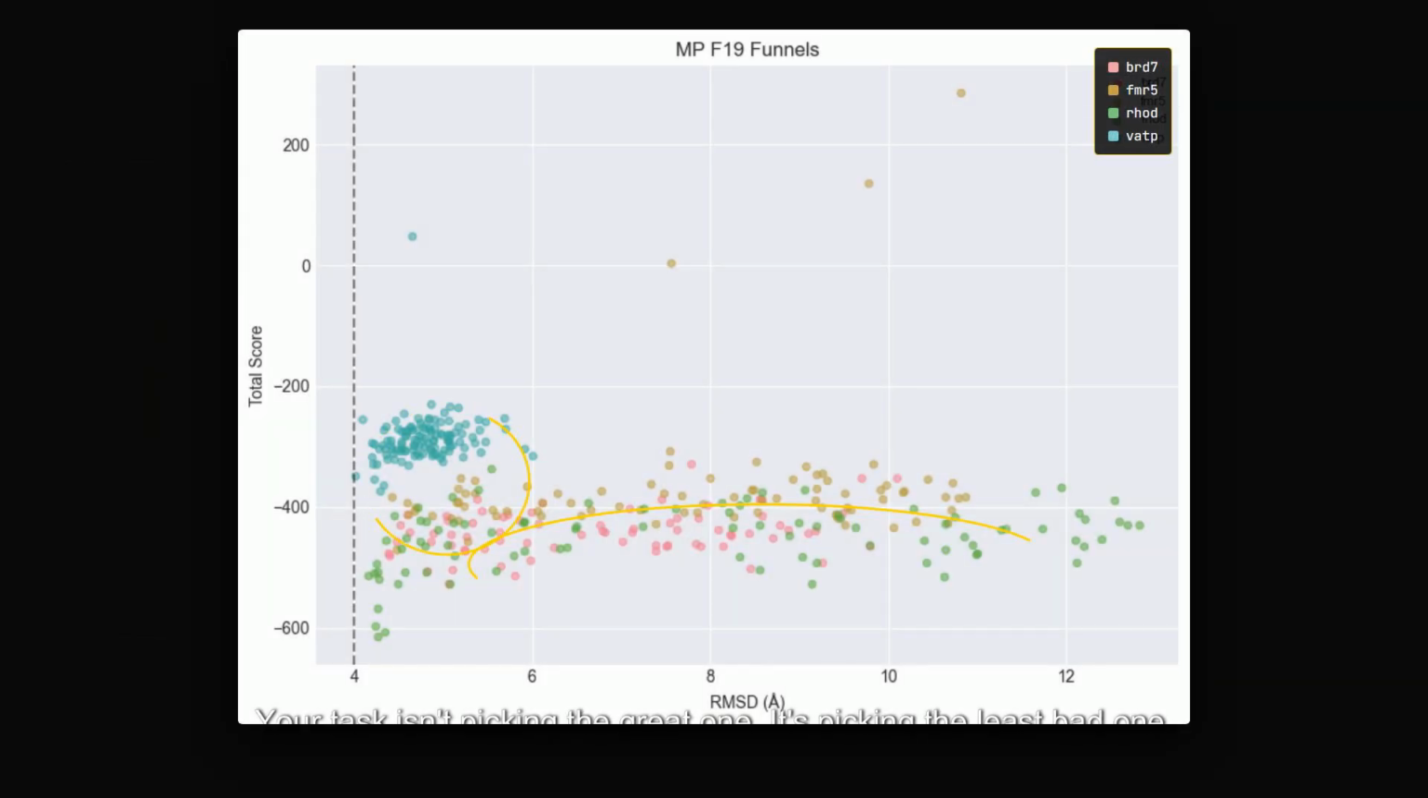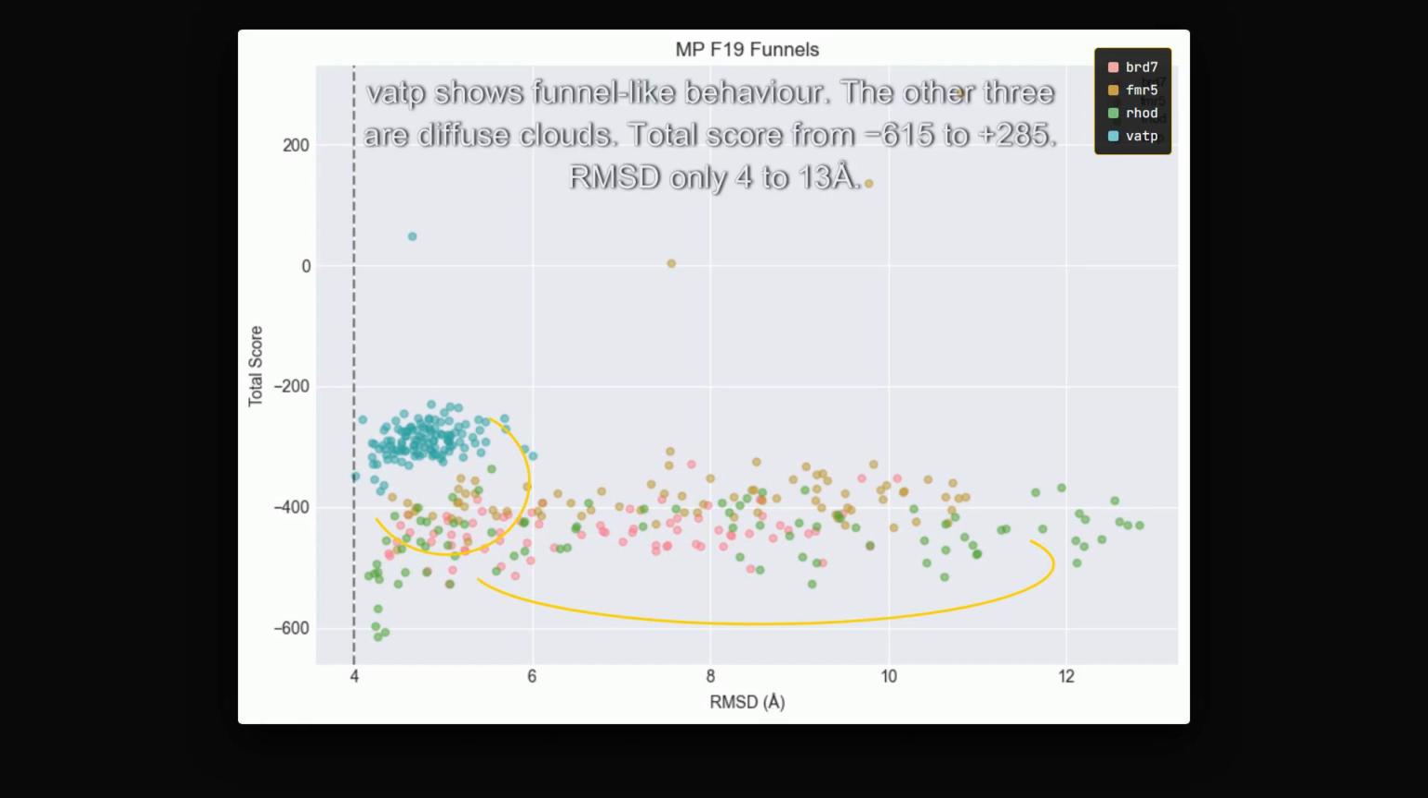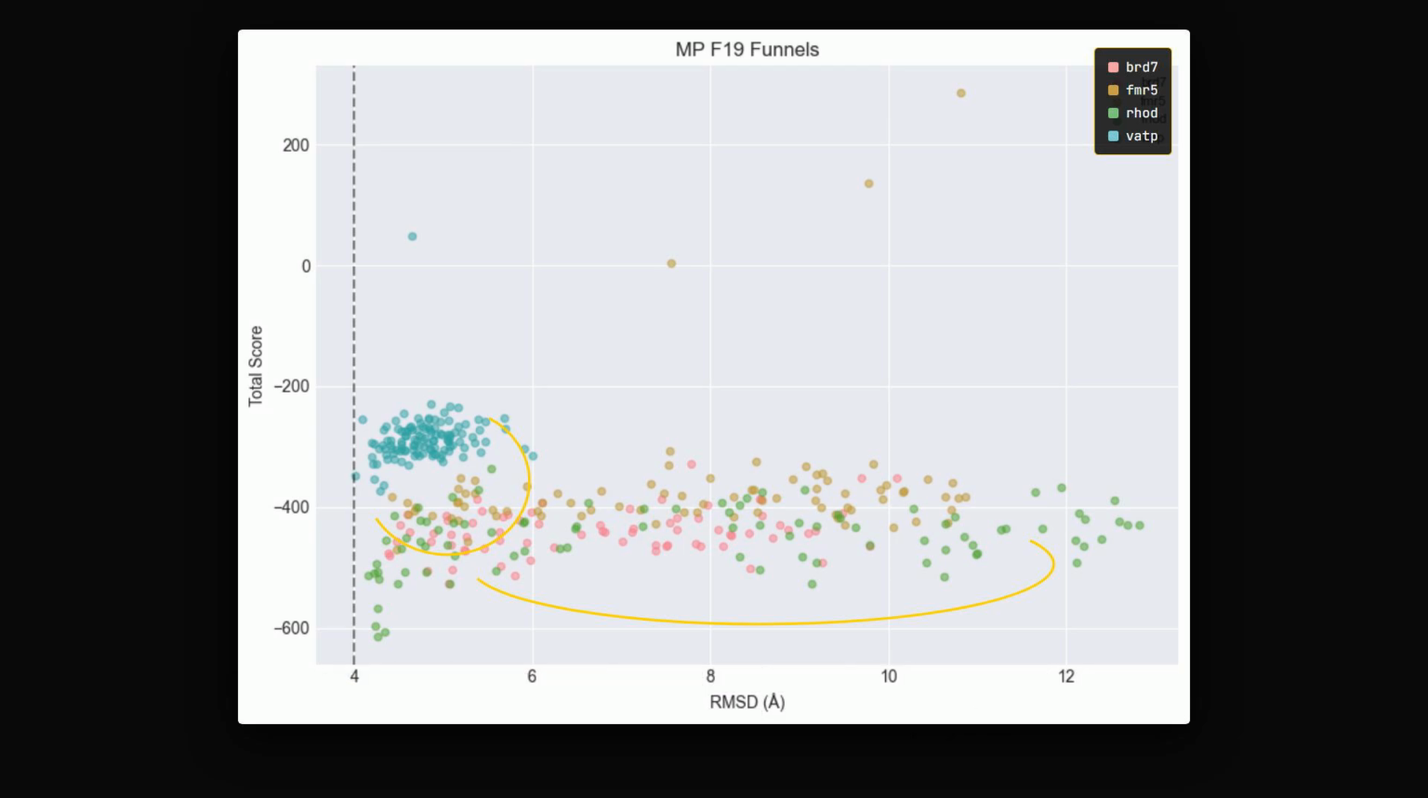And here's what scoring looks like on this set. Total score against RMSD. One target, V8P, the sign cluster, shows something funnel shaped in the bottom left. The other 3 are diffuse clouds. Total score ranges from -615 to +285. RMSD only from 4 to 13 angstroms. If you sort by total score and take the top 10, you don't get structures closest to native. You get structures with the lowest energy, which can be pretty much anything.